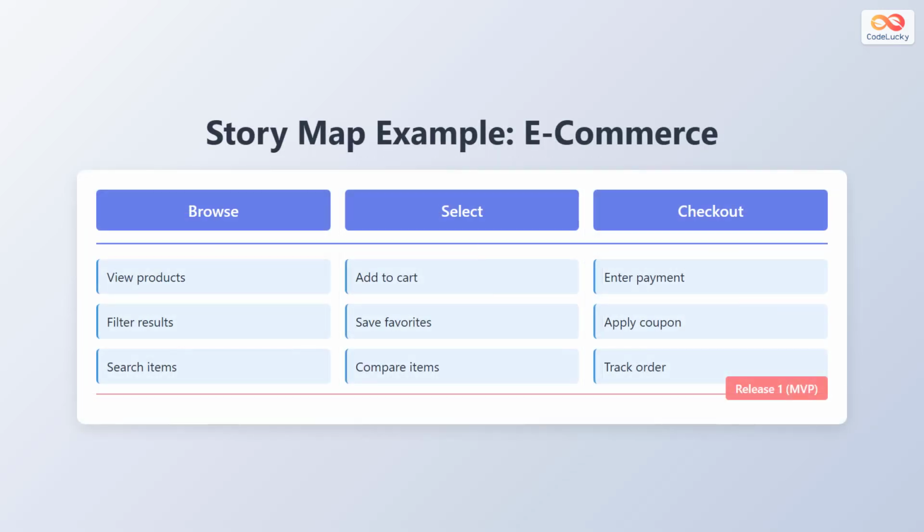Let's look at an example using an e-commerce website. The user journey has three main activities: browse products, select items, and checkout. Under Browse, users might want to view products, filter results, and search for items. Under Select, they add to cart, save favorites, and compare items. Under Checkout, they enter payment details, apply coupons, and track orders. The red line shows the boundary for the first release, which includes only the essential features needed for a minimum viable product.